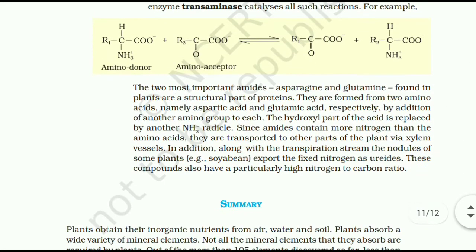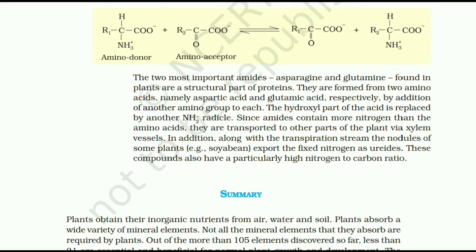The two most important amides, asparagine and glutamine, found in plants are structural parts of proteins. They are formed from two amino acids, namely aspartic acid and glutamic acid, respectively, by addition of another amino group to each, where the hydroxyl part of the acid is replaced by another NH2 radical. Since amides contain more nitrogen than the amino acids, they are transported to other parts of the plant via xylem vessels along with the transpiration stream. In addition, the nodules of some plants, for example soya bean, export fixed nitrogen as ureides. These compounds also have particularly high nitrogen to carbon ratio.